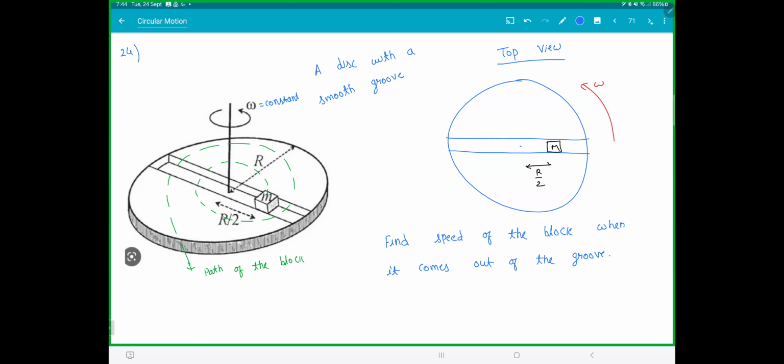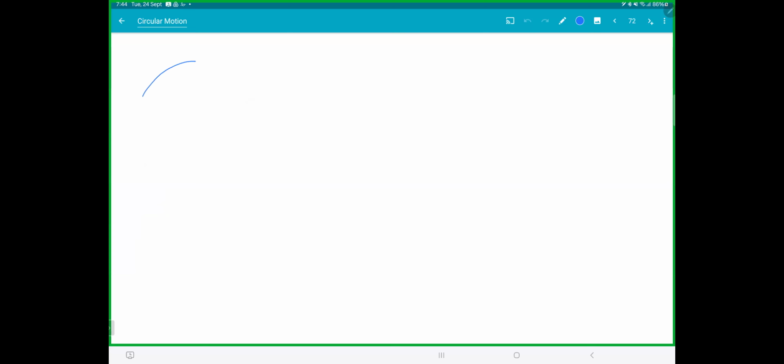Root 3 r/2 omega. That is wrong. Right, Vihan. How do we do this? See. Now it is very difficult to solve this in the ground frame. We don't understand what is happening.